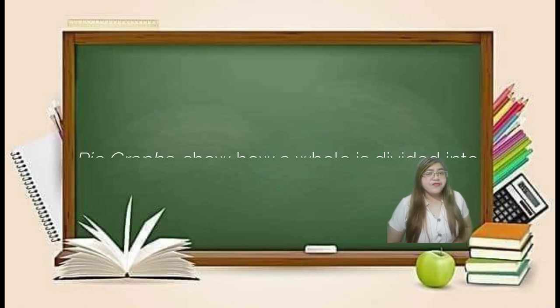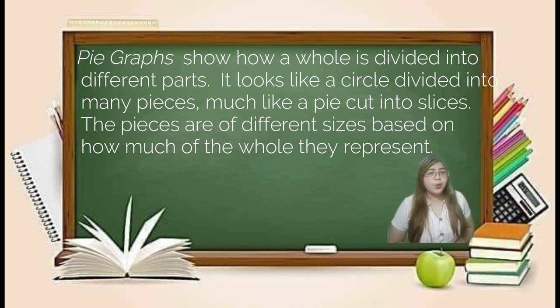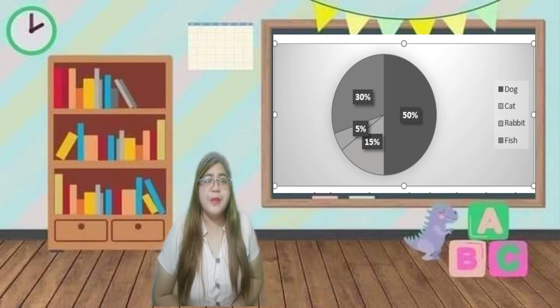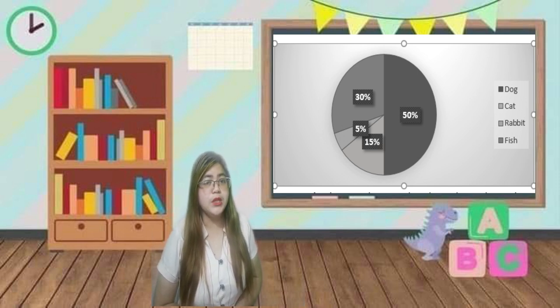Next, we have pie graphs. Pie graphs show how a whole is divided into different parts. It looks like a circle divided into many pieces, much like a pizza cut into slices. The pieces are of different sizes based on how much of the whole they represent. You might, for example, want to show the results of a survey of 80 people and the pets they have.